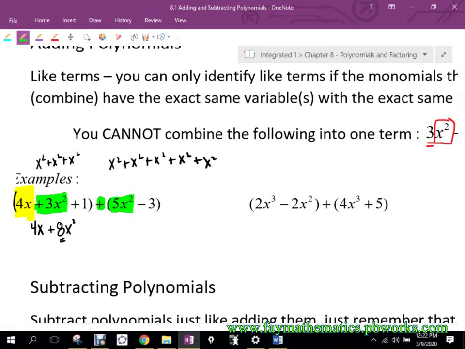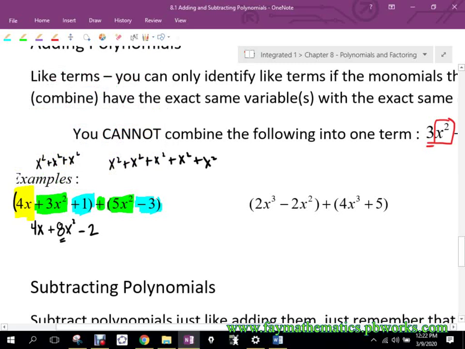Okay? And then the last one, is there anything with that 1 that I can combine? Yes, that negative 3, right? Ultimately, that's an x to the 0 on both of those, but we just look and say, are there any constants that can be added together? Well, what's 1 plus negative 3? Negative 2. Okay? So now, this is what they're going to ask you to do when you type these in. So I'm going to add those together.